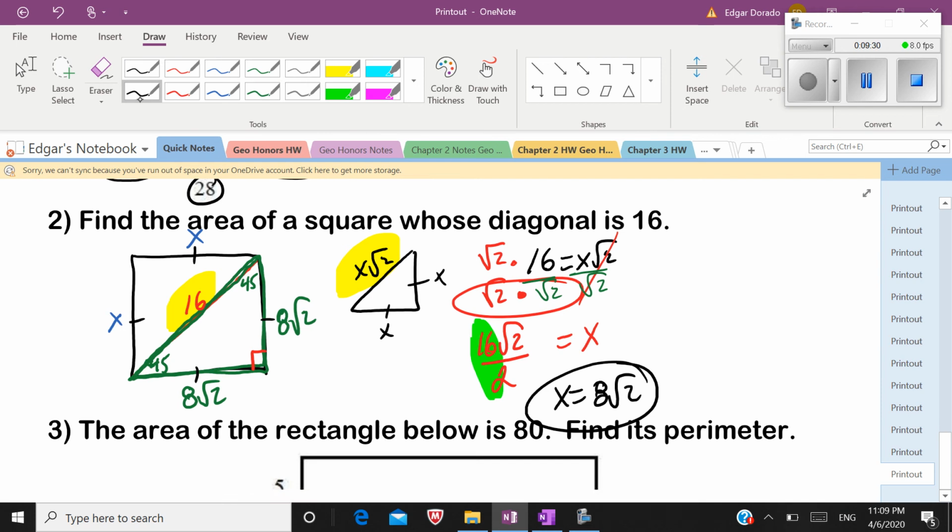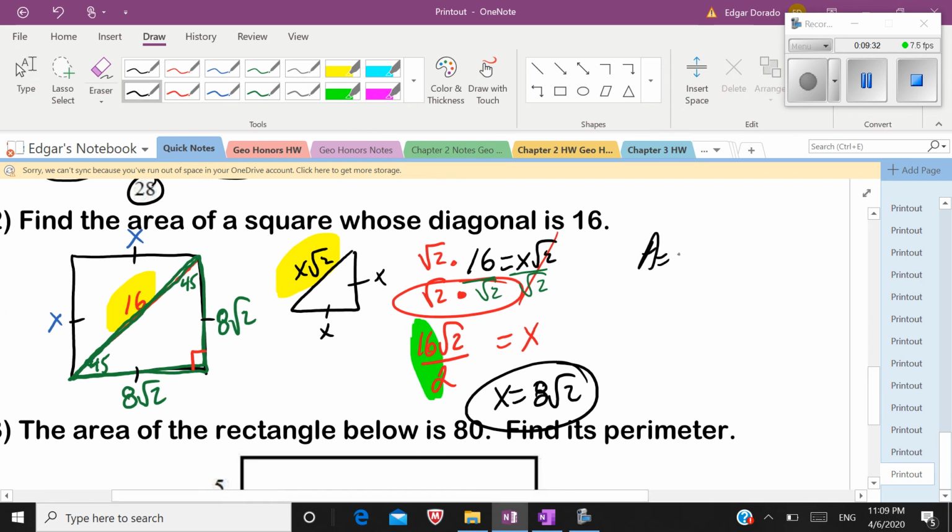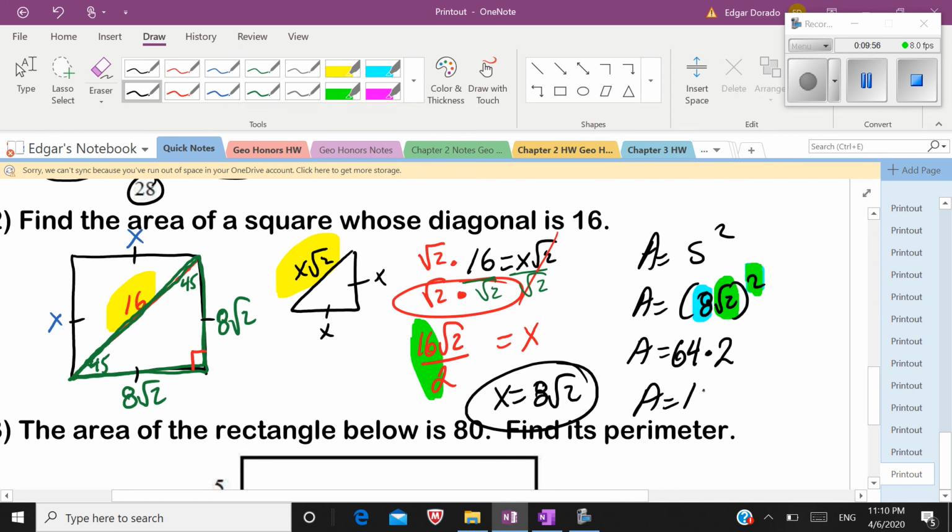So what is my area for a square? Area for a square is side squared. So in this case, it's going to be 8 root 2 squared. Well, what does that mean? That means that is 8 squared as well as root 2 squared. 8 squared is 64 times root 2 squared is 2. So my final answer here is 128 units squared. Okay, we found the area of a square.